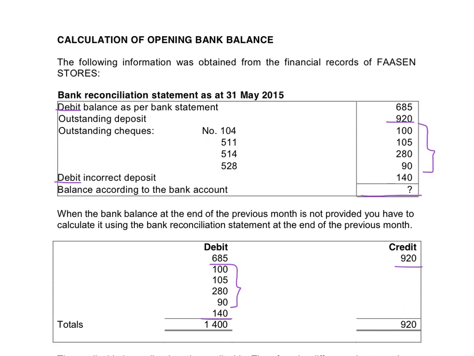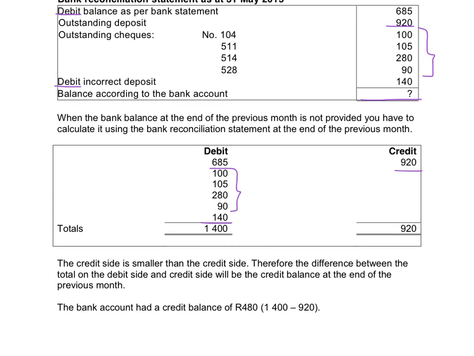If we add this up, we see that the total on the debit side is 1,400 and the total on the credit side is 920. So if I want to determine what is the balance, it means that I will take the 1,400, subtract the 920, and that will give me 480. Because the credit side is smaller than the debit side, this balance is on the credit side. So if I open my bank account for the current month, I will open this bank account with a credit balance of 480.